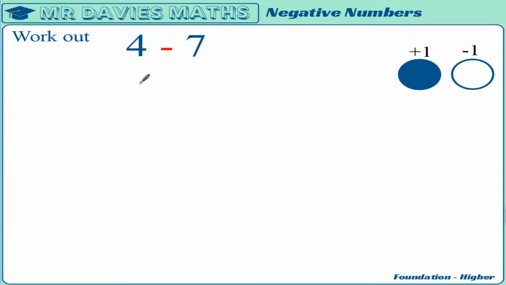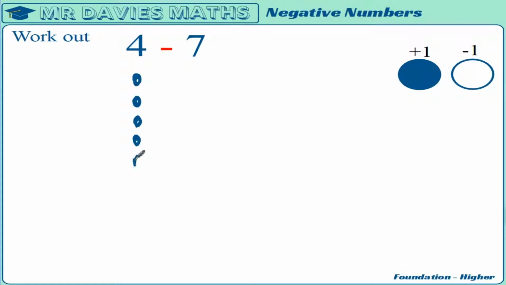Next question. 4 take away 7. So I start off with 4. 1, 2, 3, 4. Now this time I've got to get rid of 7. There's not even 7 there, so I can't get rid of 7. So this is what we're going to have to do. To get rid of 7, I'm going to have to import some numbers. So I can import zeros.